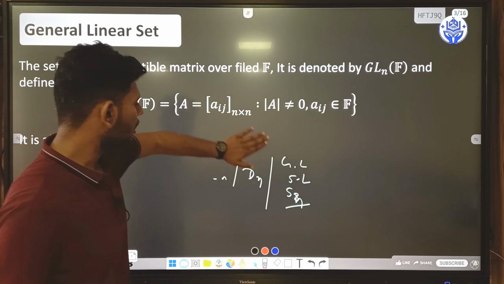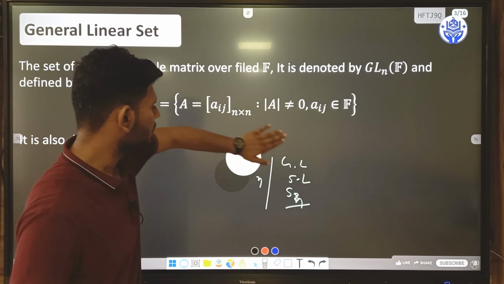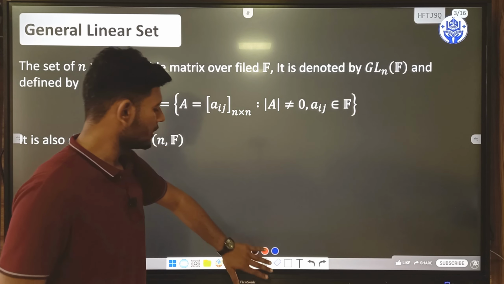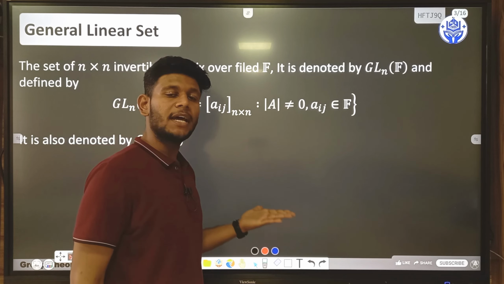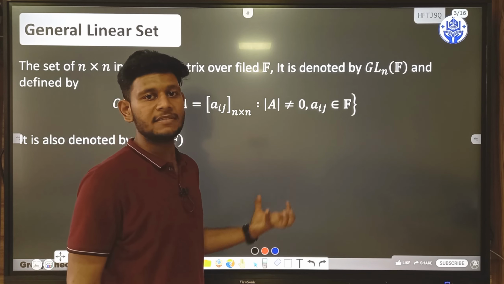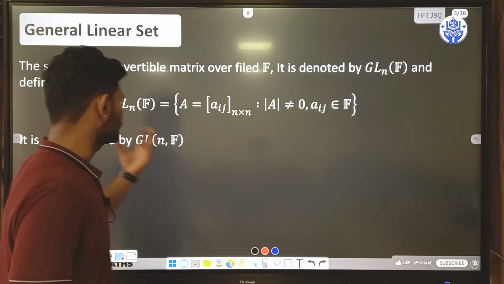All the properties related to group theory we will also see in the concept of groups. But here we are defining these sets. These are the basic sets, and you should have an idea about all of these sets.